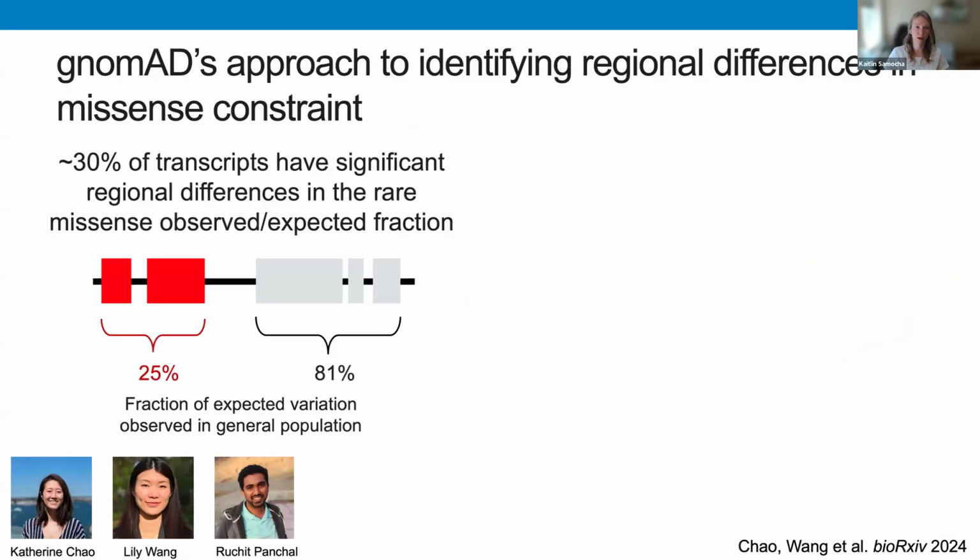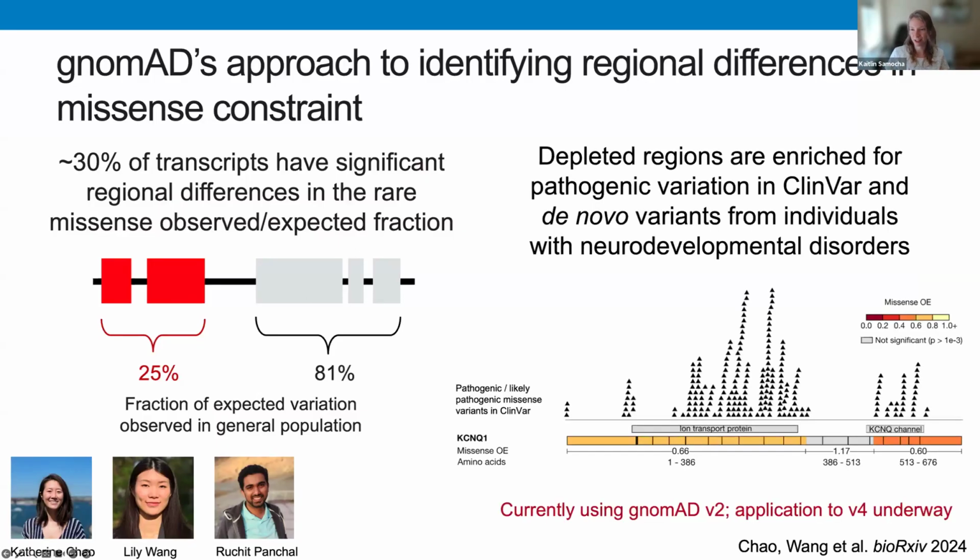We've released it based on gnomAD v2. We have found that about 30% of transcripts have a significant regional difference in the rare missense observed to expected fraction. So for example, in this little toy case here, maybe these two exons are very depleted. They have only 25%, and the rest have most of it. For a real example, this is KCNQ1. We see this first part of the protein has only 66% of its expected missense variation. This end bit is about 60%.